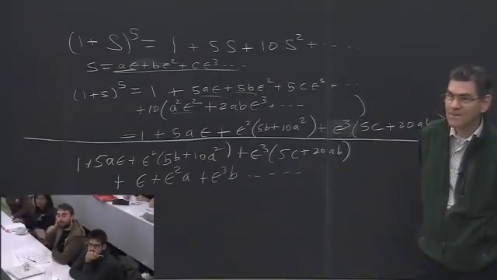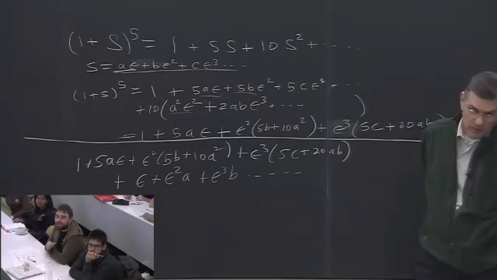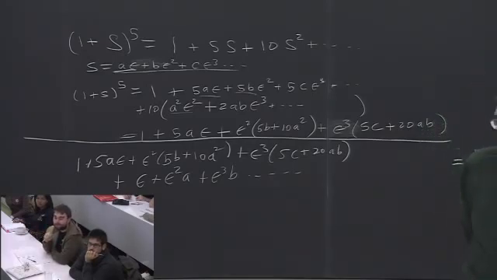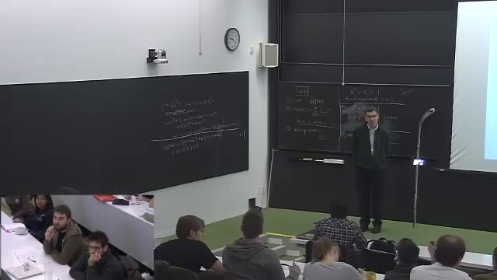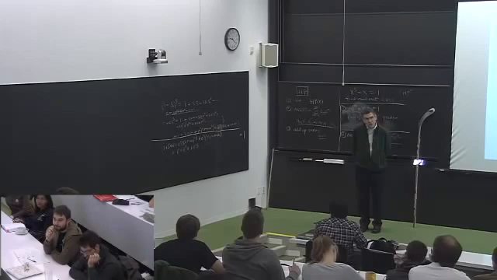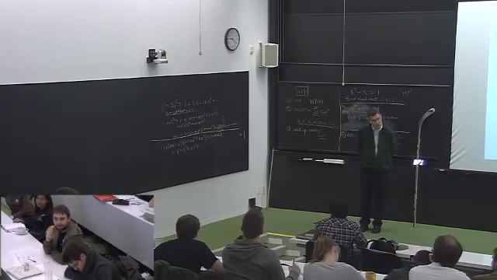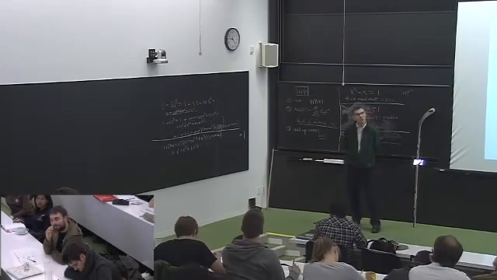Well, for one thing, I could put everything on the left-hand side and equate it to 0. But why does it have to vanish term by term? Well, it's because Taylor series are unique. Given a function, the Taylor coefficients of that function are unique.